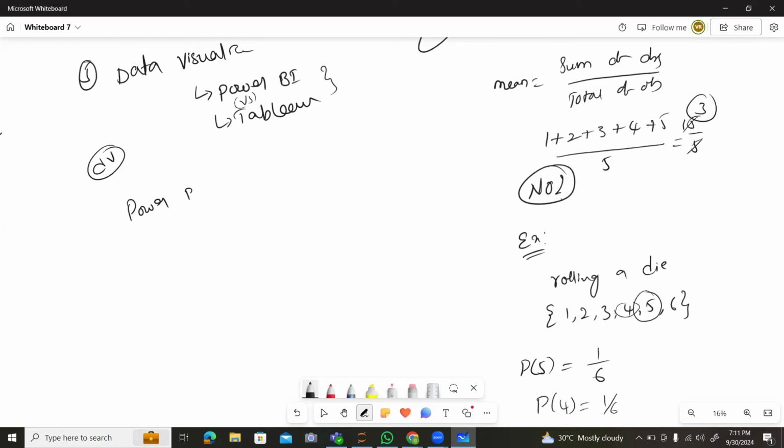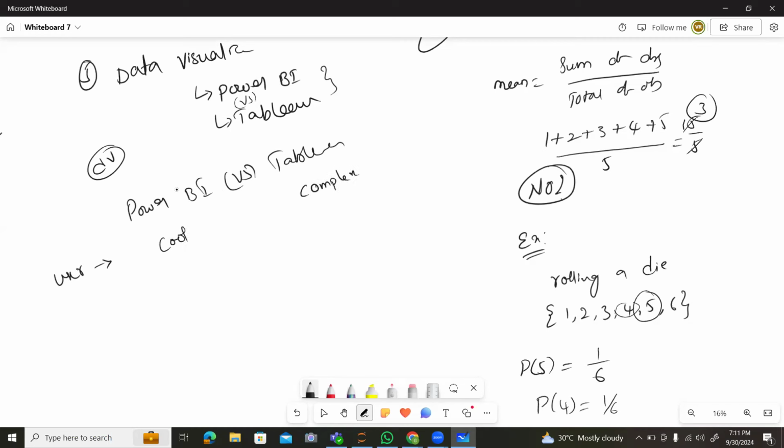Now let me compare the user interface of both. Power BI's user interface is cool and simple. Tableau's user interface is more complex, very complex.